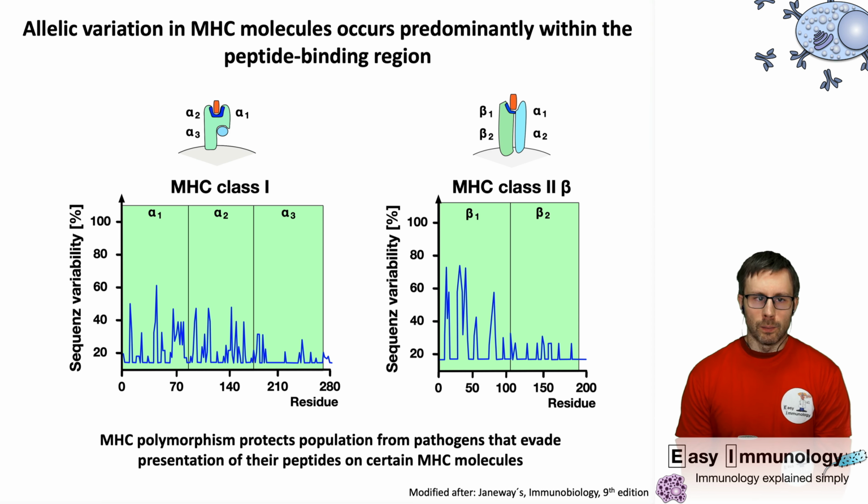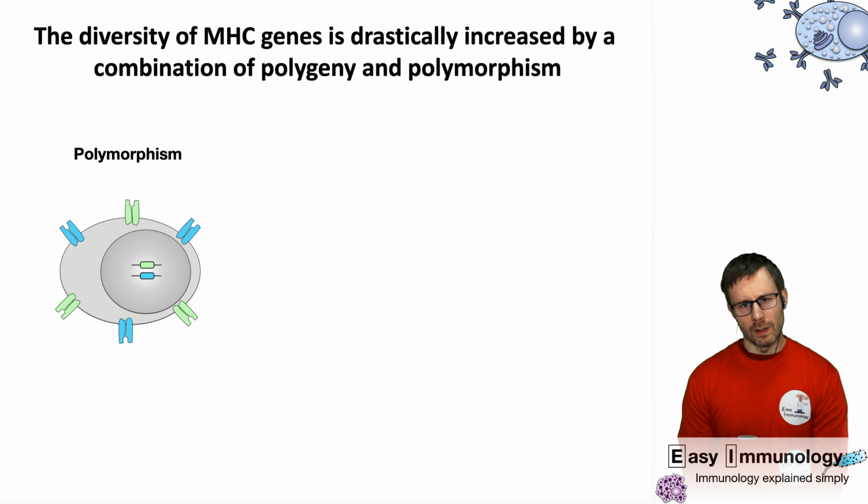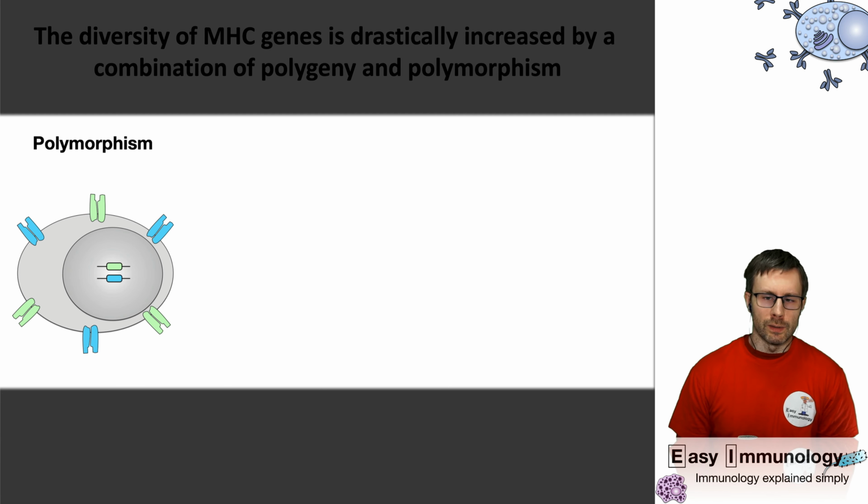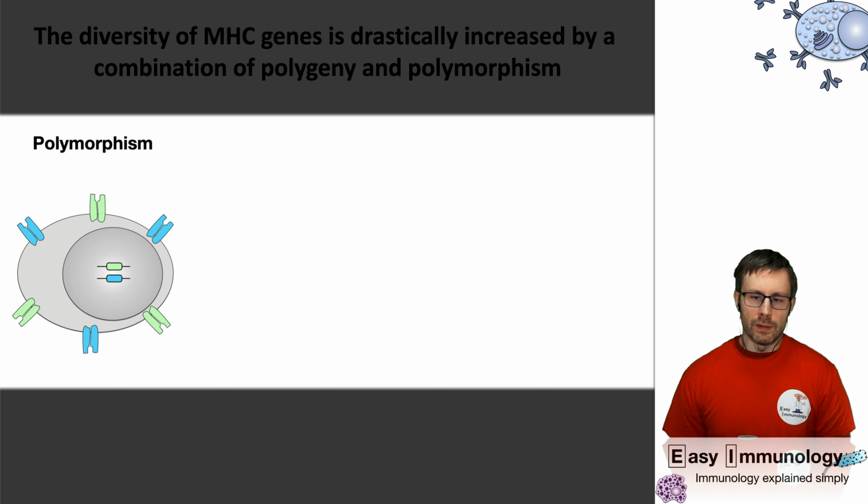Yeah, and as I said, this polymorphism, so the fact that there are many different variants of these molecules that can bind different peptides, makes sure that on a population level we are able to recognize a lot of different peptides from a lot of different pathogens. So two different phenomena come together, and this is usually where a lot of my students have, for some reason, a problem. The first one is called polymorphism. This means you have more than one variant of a gene. You have a blue variant of a gene and a green variant, and they can be expressed at the same time, codominantly. So then you have green and blue molecules on the surface of your cell.